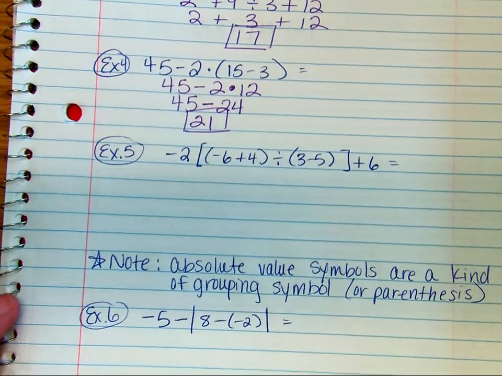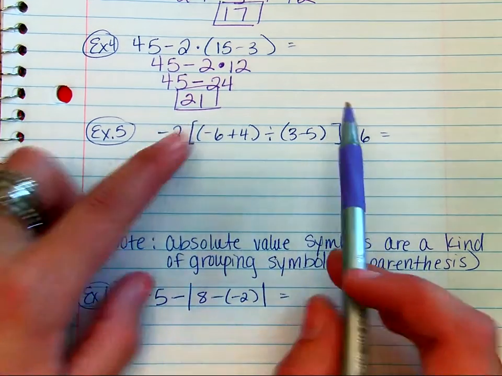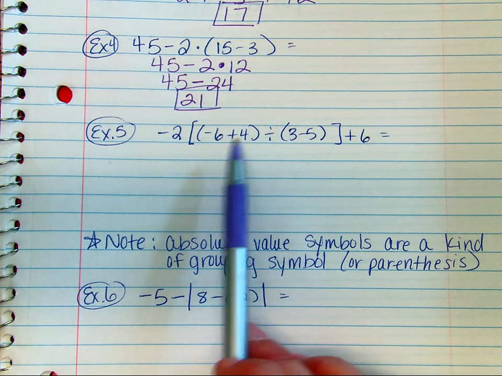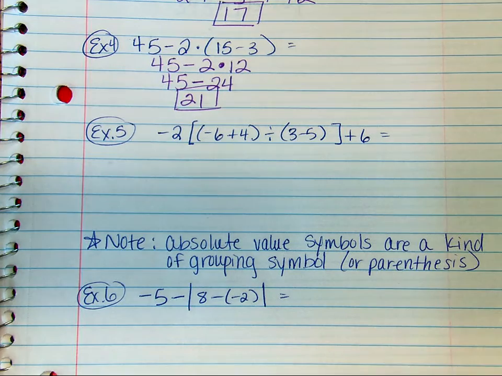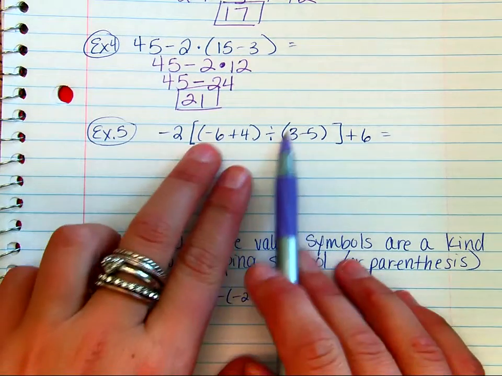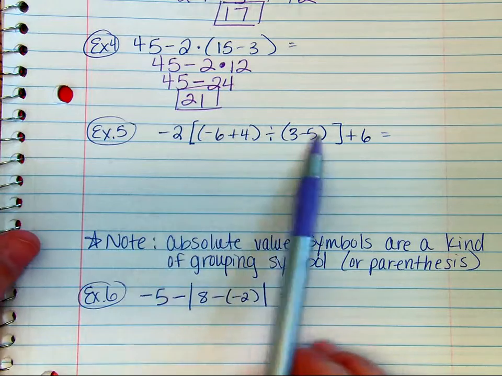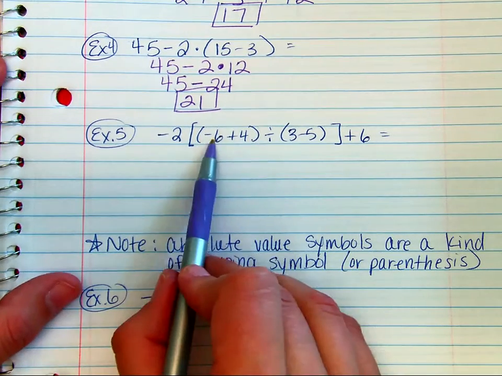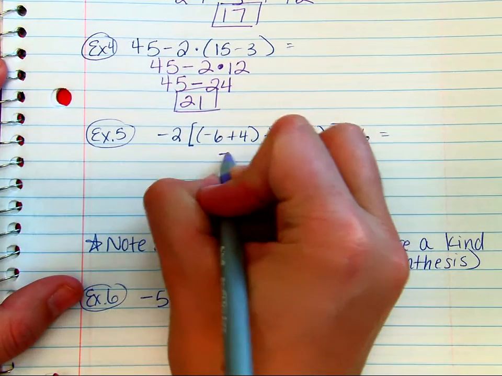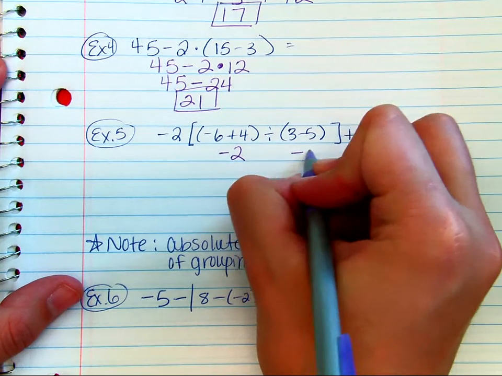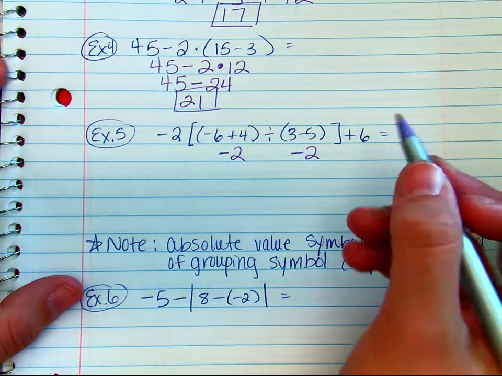Moving on. This is a little bit more complex of an example because I have brackets and parentheses. So I have multiple grouping symbols in this problem. Now, if I have multiple grouping symbols, I'm going to start with the innermost one. So I'm going to start with the parentheses inside the brackets. I actually have 2 sets of parentheses, so I'm going to do both of those at the same time. So I'm going to do negative 6 plus 4. That gives me a negative 2. And then I've got 3 minus 5. Also negative 2. And I'm going to bring down everything I haven't used yet.